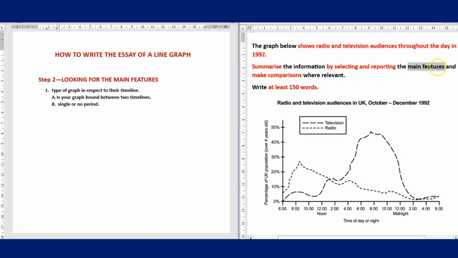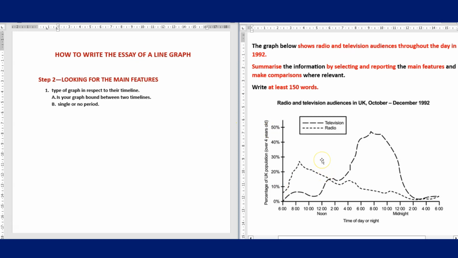So the main features are a key part of the essay that you need to find, so that you can summarize it, select, report on it, and also make comparisons. So these are the things that you should know: summarizing, selecting, reporting, and comparing the main features. We have to look for those main features before we can do the summary. We will write that we have selected it properly and report on it, that is, describe it and also make comparisons where relevant.